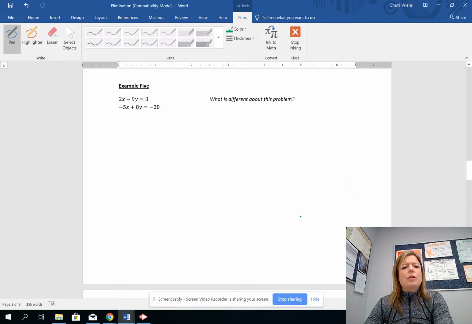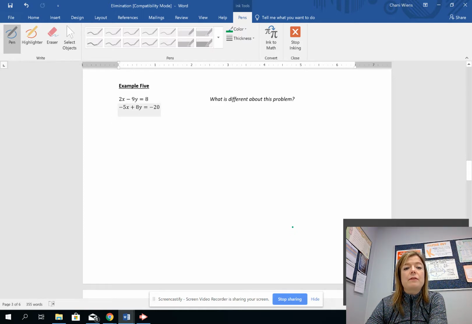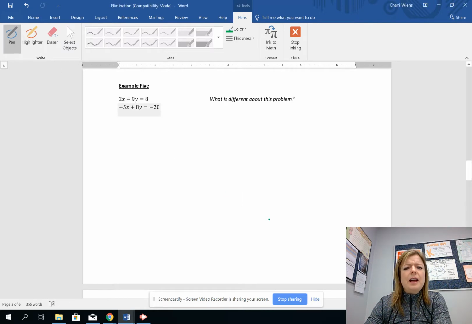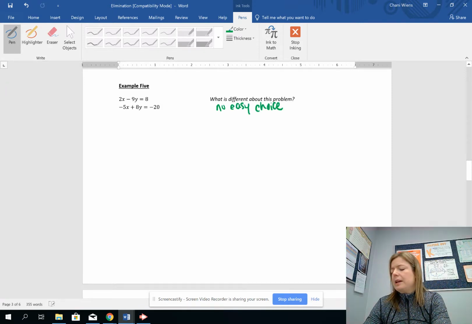about this problem. Well, if you look at this, first of all, there's no variable with a coefficient of 1 or -1. And as well, there's no easy choice for elimination. 2 and 5 are not multiples of each other, and 9 and 8 are not multiples of each other. So what are we going to do here? So we actually are going to need to multiply both equations.